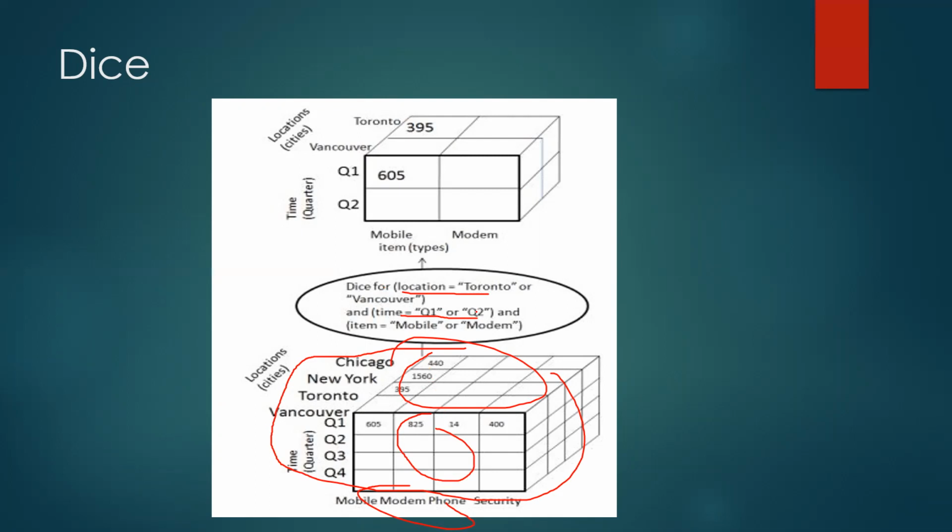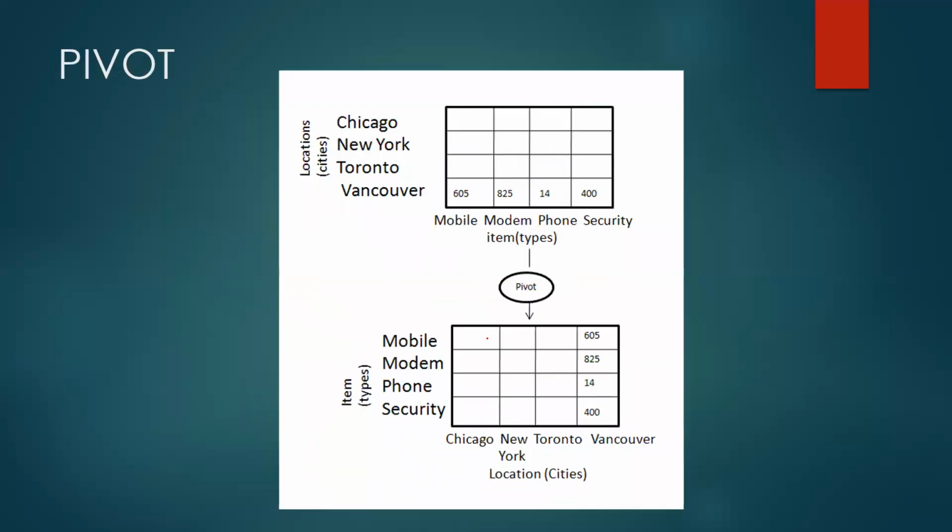Dice is when you are dicing on more than one dimension. So it's called dice. Similar to slice, but slice will have 1 dimension, dice will have more than 1 dimension. Okay, the next one is called pivot. The pivot operation is also known as rotation. You are rotating it. That rotates the data axis in view in order to provide an alternative presentation of data.